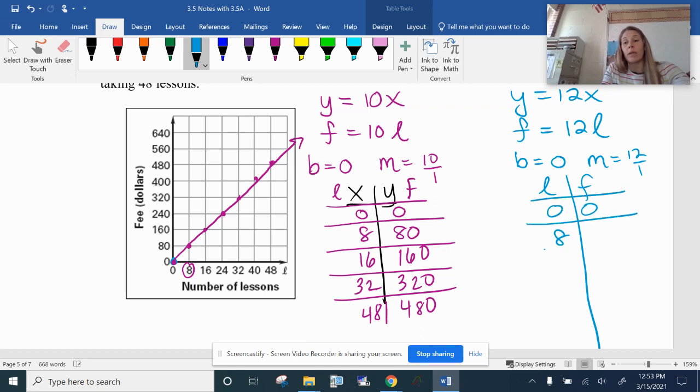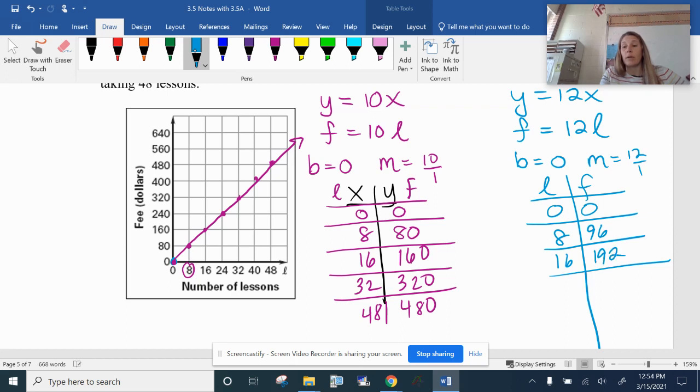But this time, if I do 8, 8 times 12 is 96, right? But then I'm going to do 16. 16 times 12 is 192. If I want to do 24 times 12, it's 288. 32 times 12, 384. And 40 times 12 is 480.